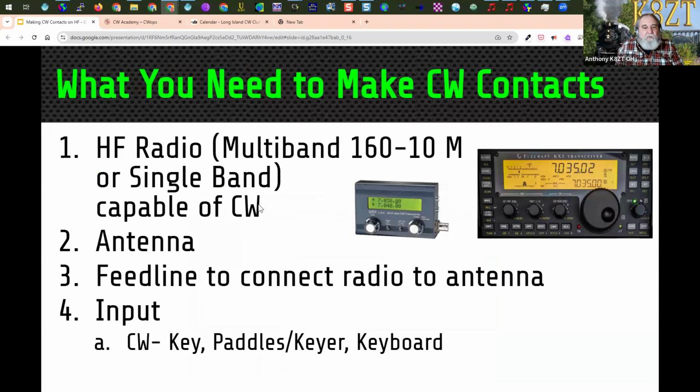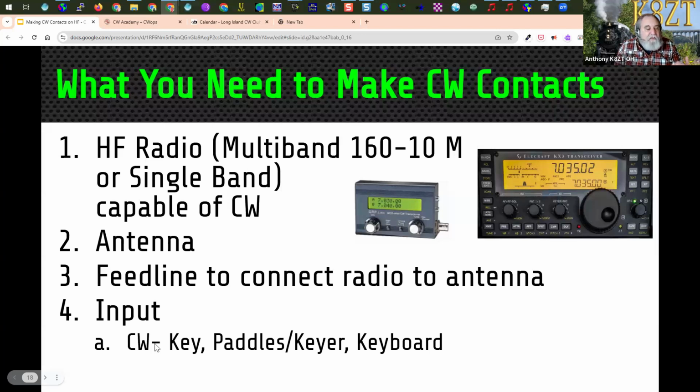So we can pick a CW-only radio like this little QRP Labs $55 or $65 kit that does a single band of CW, and it'll work just fine. It'll limit us to one band, but it will let us operate CW on that band. We need an antenna or antennas, some feed line to connect our radio to our antenna, and we need an input device. Now this input device is going to be a way of sending CW on the radio.